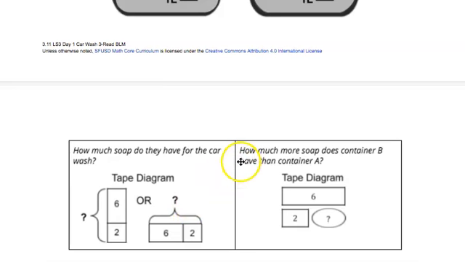If I was answering the second question, how much more soap does container B have than container A? Then I would draw another tape diagram, but my part right here would be missing. That would be my unknown. So I would just do 6 minus 2 equals 4. Both of these questions involved addition and subtraction to solve.